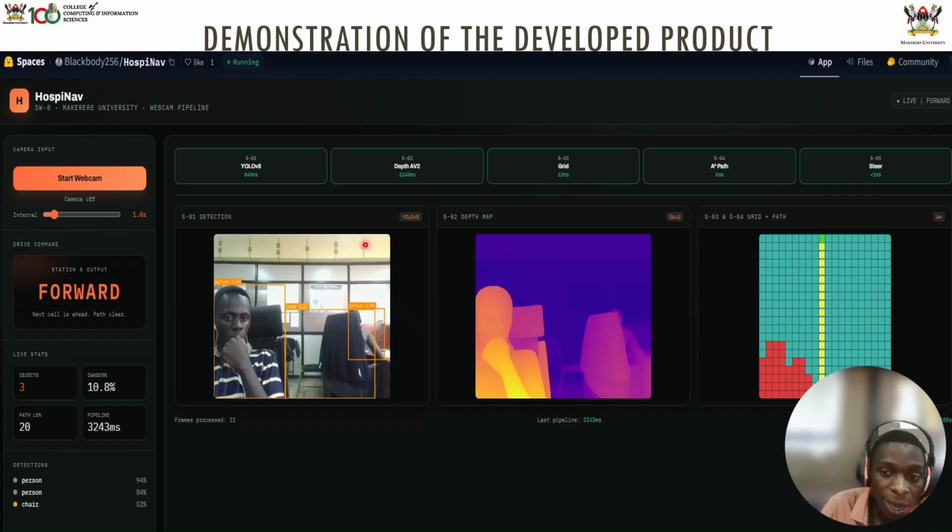The server runs all five stages and returns the detection image, the depth, and the map. You can see the detection image showing what it has detected, the depth field, and the map. In this case, there is also the occupancy grid with the A-star path. You can see a path because there is free space, and the drive command. The drive command tells us whether we are going forward, left, or right, or we stop. Everything here runs in a Docker container with pinned dependencies for reproducibility. The repo is also given in our research paper, in our concept paper, sorry.